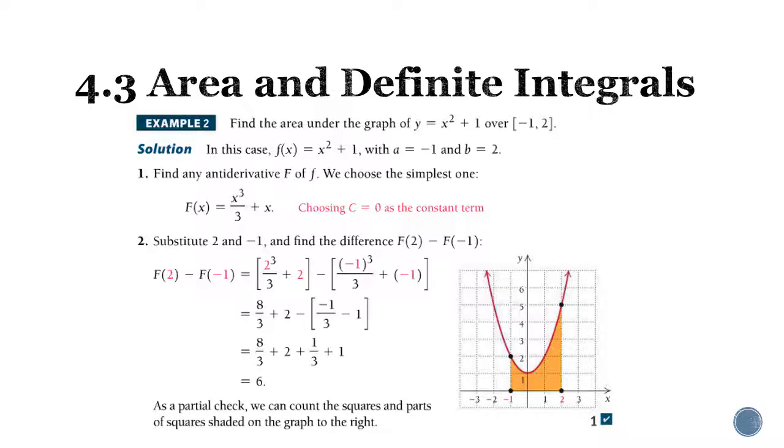Okay, so we get x cubed over 3 plus x. Remember, we don't need to leave the c on there. We can assume that it's 0 and leave it off. Put in 2 and put in -1, and subtract the results. And we get 6. And you can kind of count the squares there since they've given you the graph in this nice, neat grid. If you count the squares, you can see that your answer is correct.